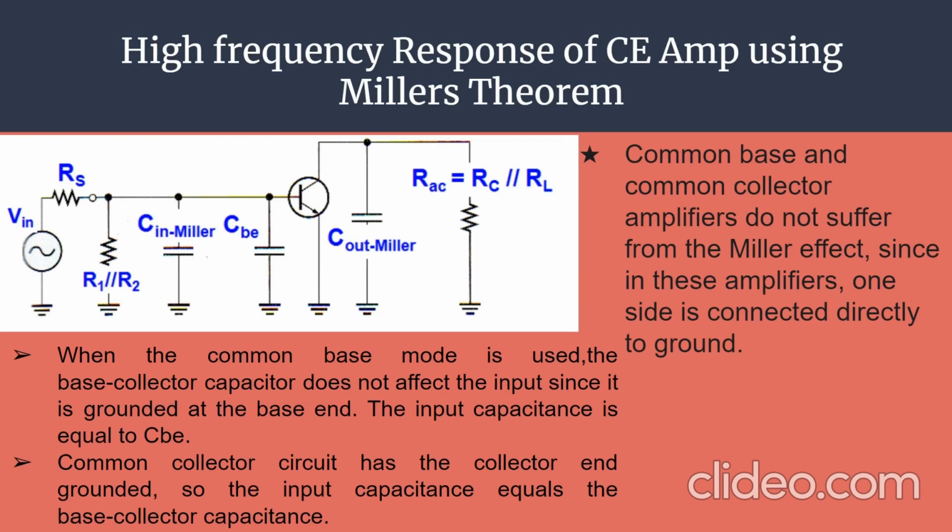Another important thing is that the common base and common collector amplifiers do not suffer from this Miller effect, since in these amplifiers one side is connected directly to ground. In the common base circuit, the base terminal is grounded, so the base collector capacitor does not affect the input, and the input capacitance equals only the base emitter capacitance, CBE. In the common collector circuit, where the collector terminal is grounded, the input capacitance equals only the base collector capacitance.